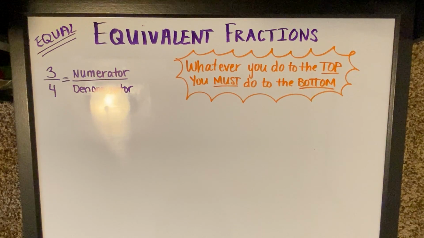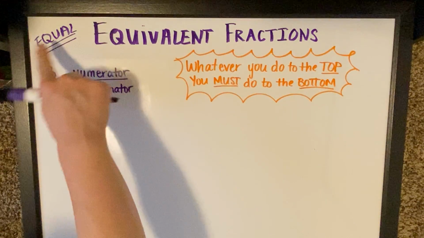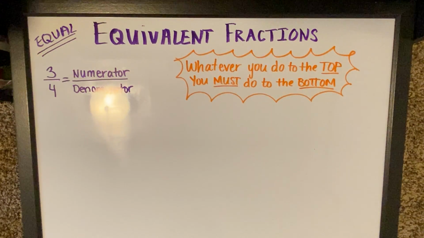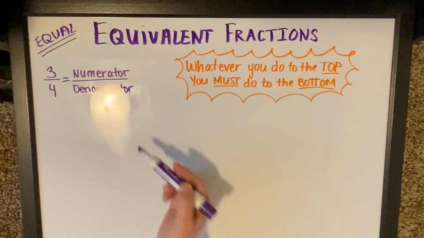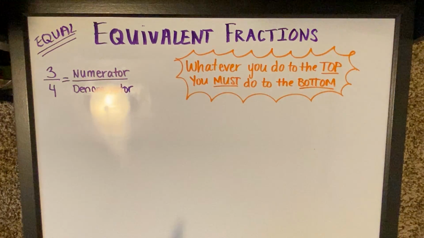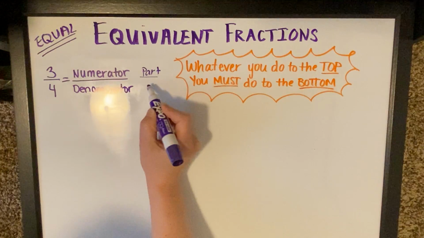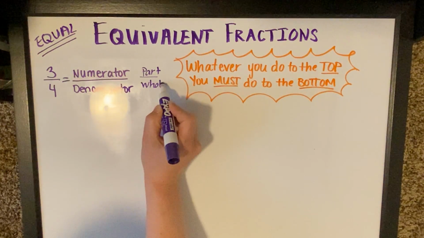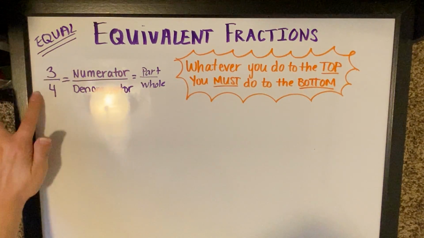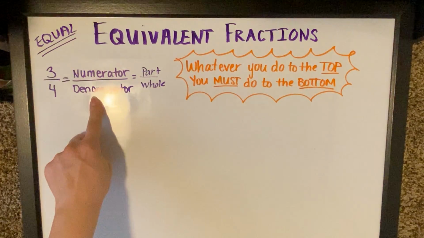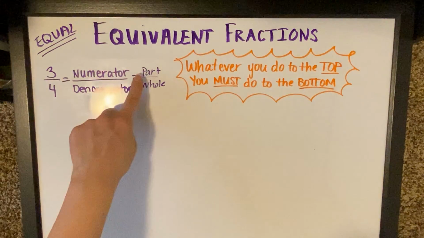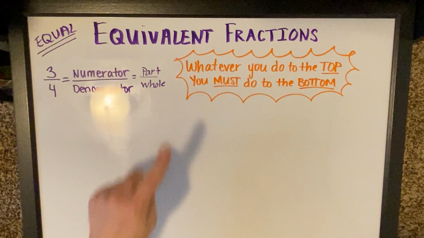I am coming to you today with a review of equivalent fractions. When we talk about equivalent fractions, we are talking about fractions that are equal. In case you have forgotten, a fraction is a part of a whole. The top is the part and the bottom is the whole. We also call this part the numerator and the whole is our denominator. So you can see 3/4, 3 is the numerator, 4 is the denominator. We would have 3 parts out of 4 whole parts.